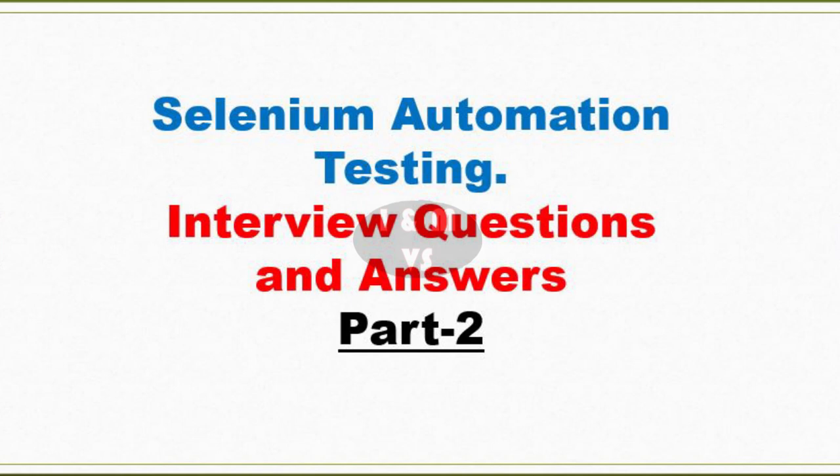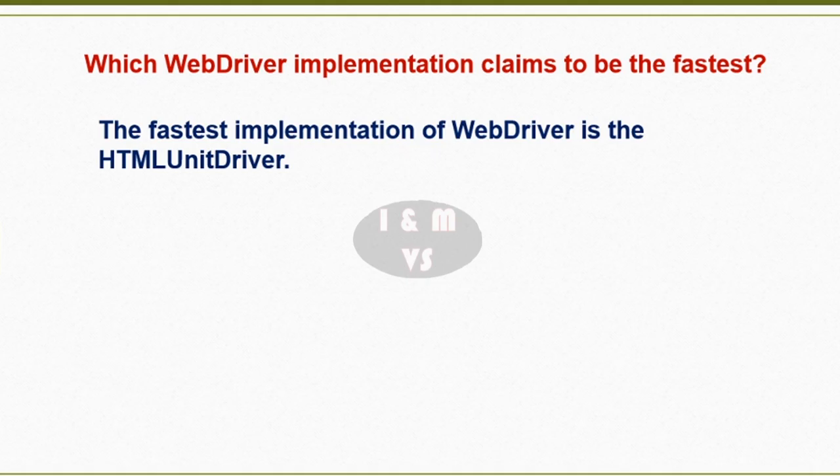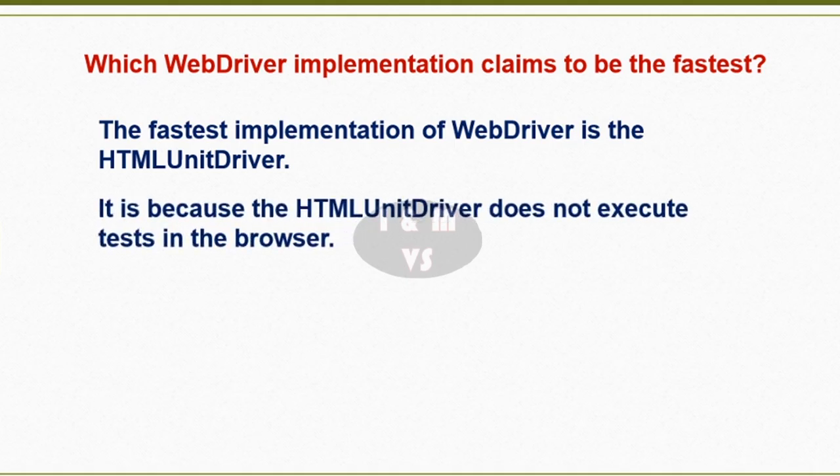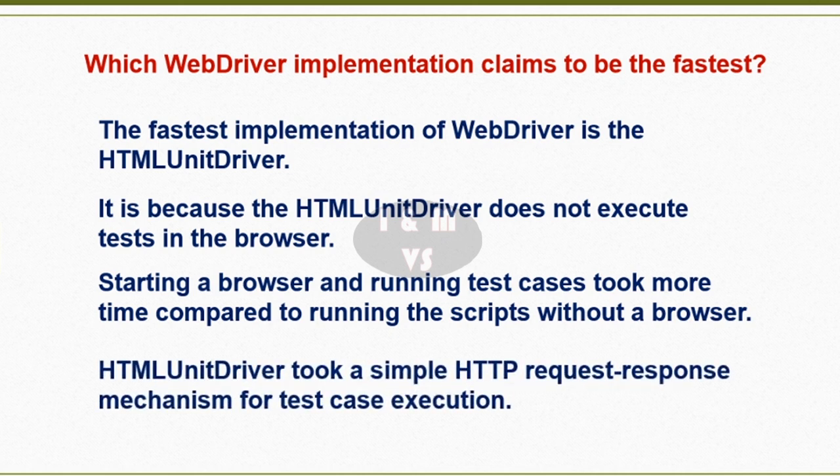The question is: which WebDriver implementation claims to be the fastest? The answer is: the fastest implementation of WebDriver is the HTML unit driver. It is because the HTML unit driver does not execute tests in the browser. Starting a browser and running test cases takes more time compared to running the scripts without a browser. HTML unit driver uses a simple HTTP request-response mechanism for test case execution.